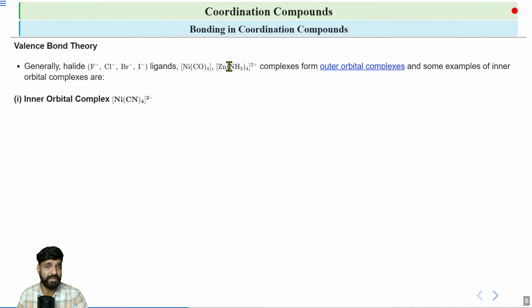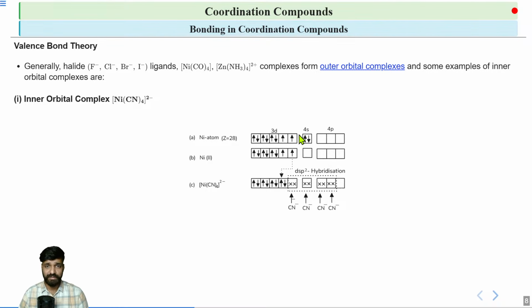Now moving on to the examples. First of all, we will see the inner orbital complex which is [Ni(CN)4]2-. As I said earlier, you will remove 2 electrons from the nickel to make it +2 oxidation state. So it will have d8 configuration. Now due to the presence of a strong field ligand and the d8 configuration, it will pair up its electrons to form the dsp2 hybridization, and hence it will form square planar complex. Okay, any doubt in this part? See, it is quickly written here, and you will always see that the square planar complexes have 8 electrons for the metal ions.